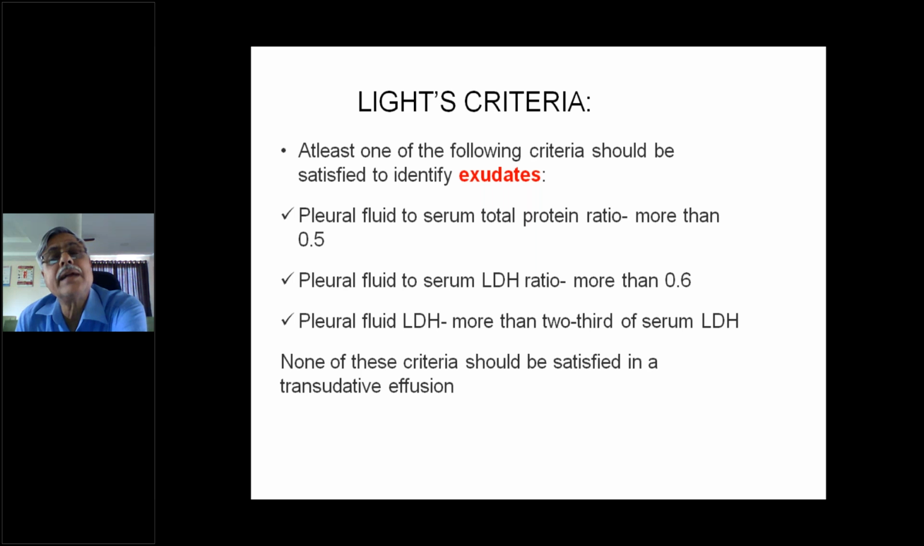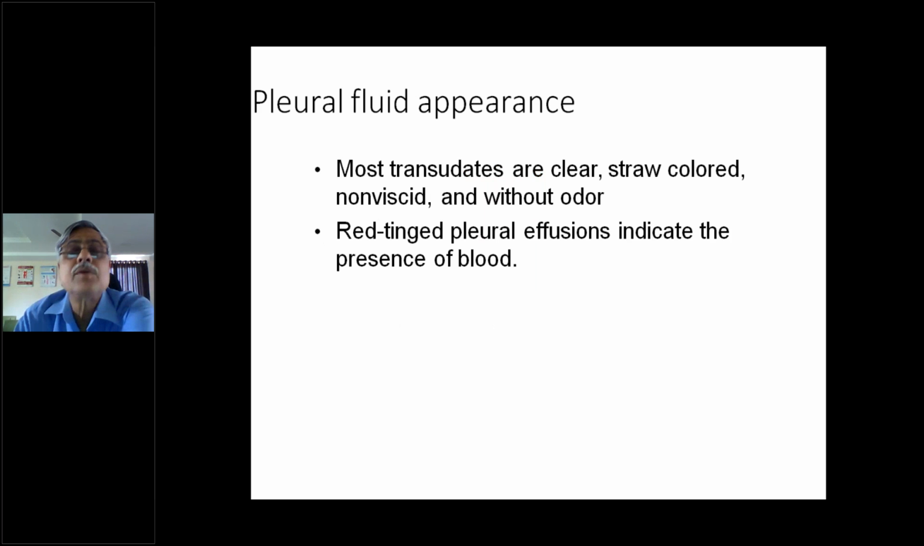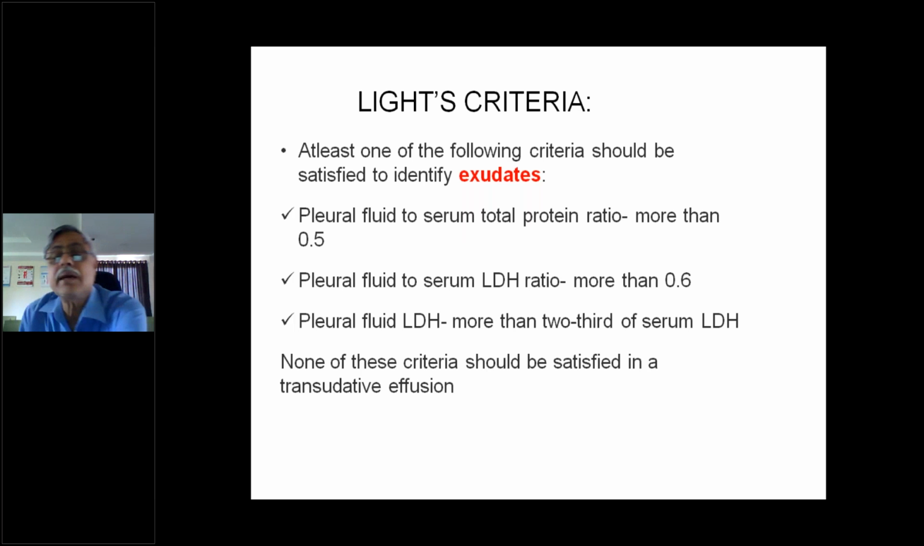Dr. Richard Light proposed this criteria. What are the criteria? The pleural fluid to serum total protein ratio should be more than 0.5. The pleural fluid LDH should be more than 0.6 of the serum, that is, more than 2/3 of the serum LDH. If one of them is present, then it is known as Light's criteria.